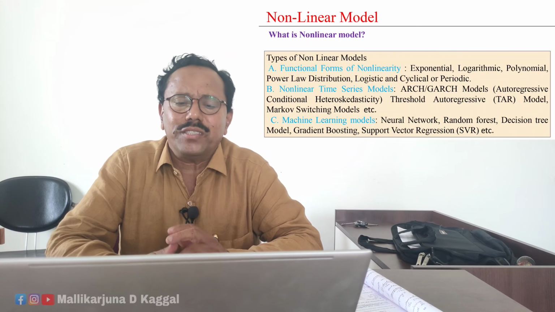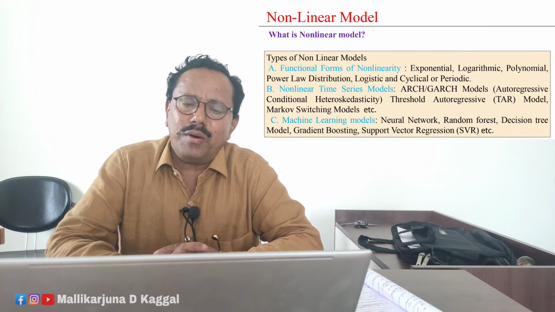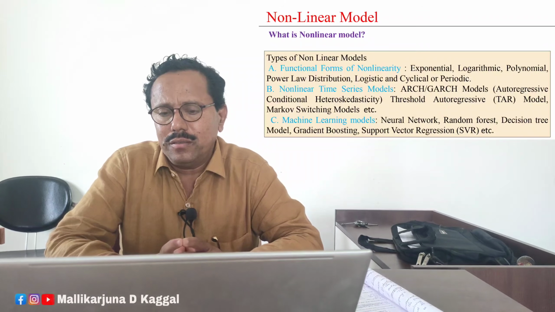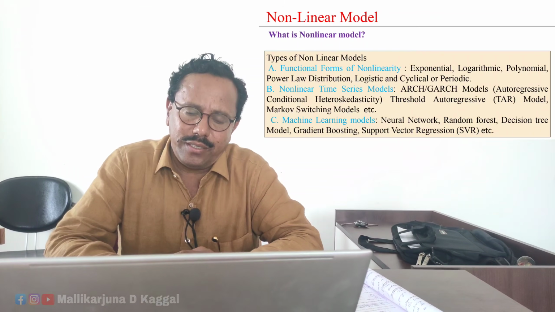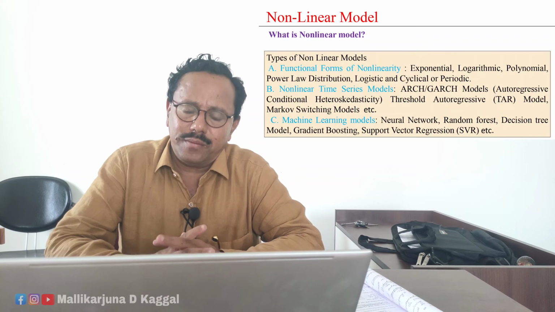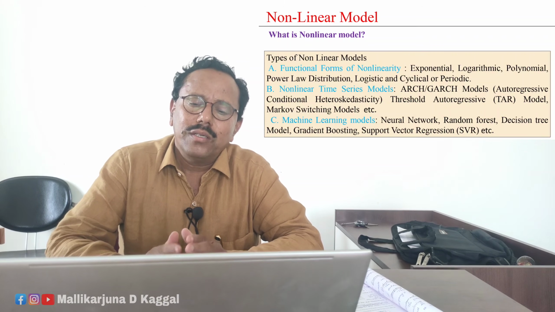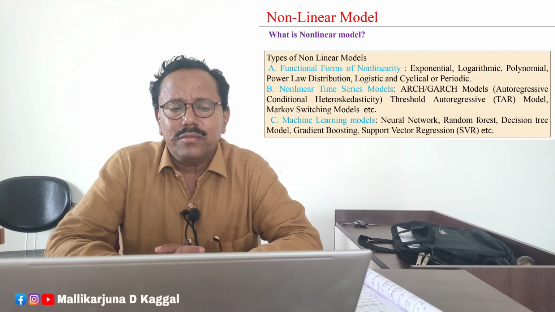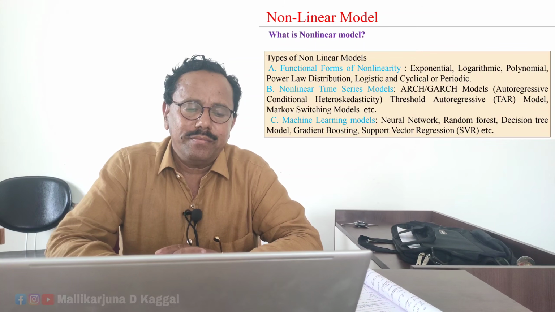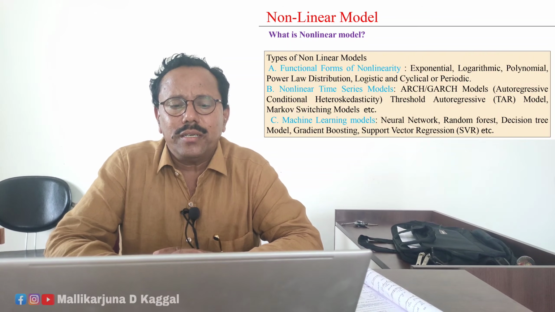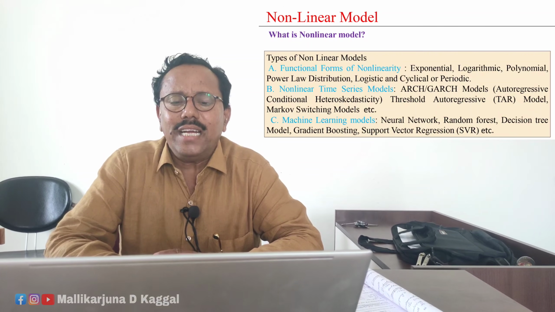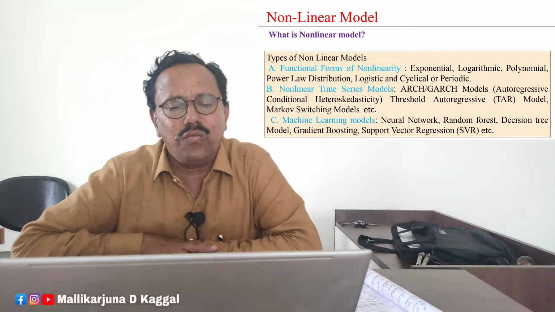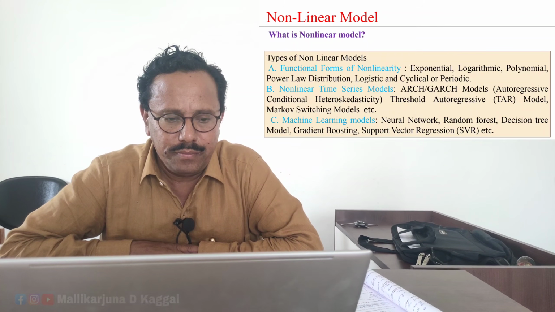Exponential form of function. Logarithmic form of function, where we use the natural log. Polynomial function, or hyperbolic function, is where we use powers, power of 1, power of 2. With the increase in the independent variable, the power will also be increased or changed. Power log function, logistic function, cyclical function, more fluctuating function. These are all one category of non-linear models.